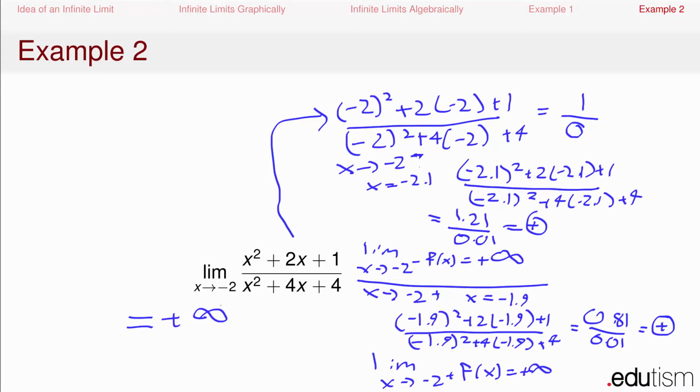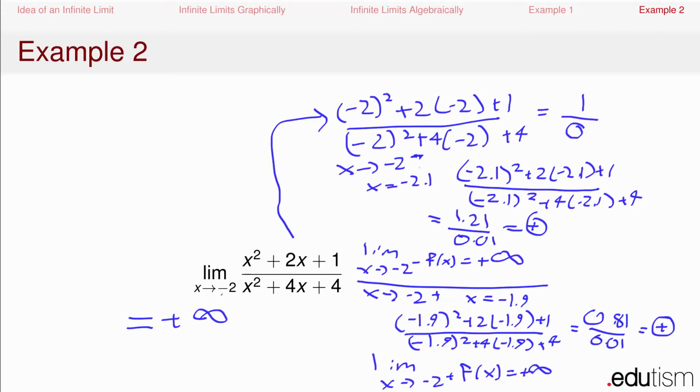One thing to mention is that saying this two-sided limit goes to positive infinity is not a way of saying that this two-sided limit exists. This two-sided limit does not exist because positive infinity is not a number. But this positive infinity is describing how this two-sided limit does not exist. It goes up off the top of the screen.